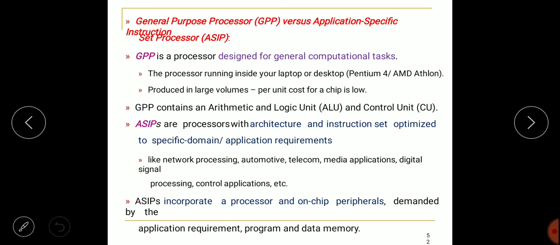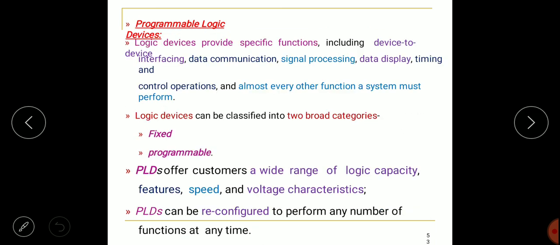Okay, and let's come to the ASIP, a processor with architecture and instruction set optimized to specific domain application requirements like network processing, automotive, telecom, media applications, digital signal processing, control applications, and so on. ASIPs incorporate a processor and on-chip peripherals demanded by the application requirement, along with program and data memory.